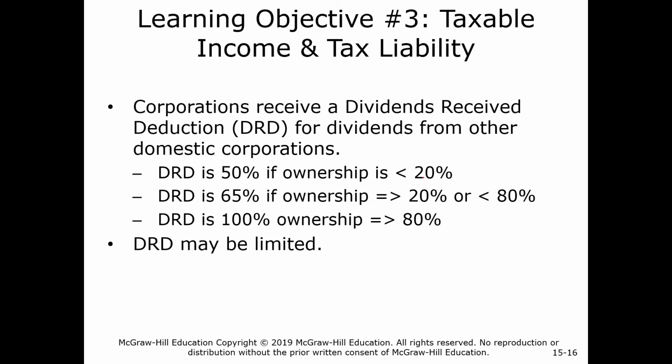Depending on the ownership percentage, if it's less than 20%, they will be allowed a 50% DRD. If it's between 20% and 80%, it will be 65%. If it's 80% or more, it will be 100%. Now this DRD may be limited. We're going to look at some examples next.